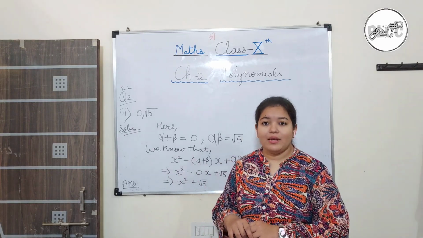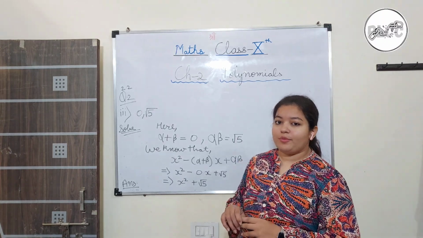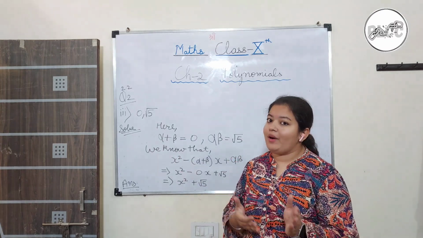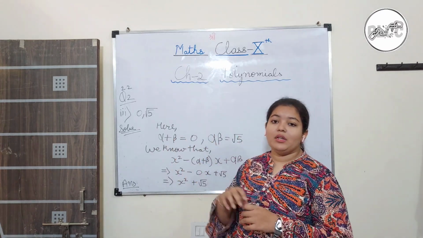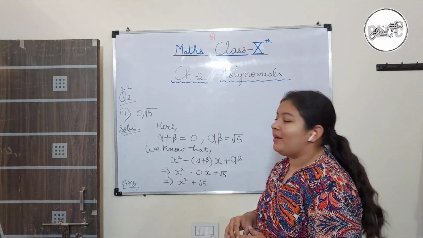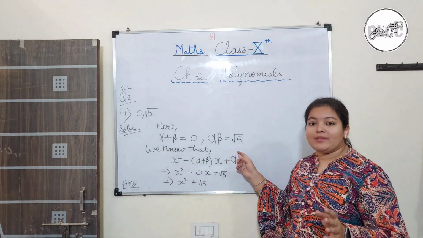The second question says to form a quadratic polynomial from the given sum and product of the zeros of the polynomial. Again, I am repeating that 0 and root 5 are not alpha and beta. They are the sum of alpha and beta and the product of alpha and beta. Also, I have taken this third question because students find that if a root number comes, it's very difficult. But it's not. Okay. So, alpha plus beta is given as 0 and alpha into beta is given as root 5.